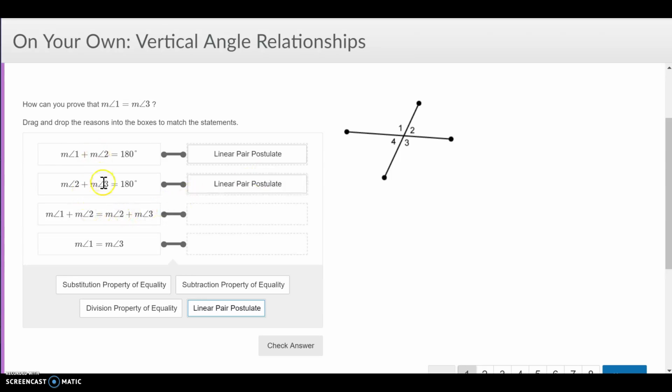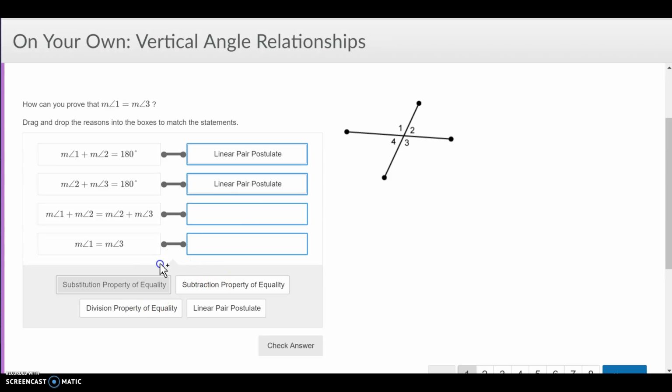Now, we can take these two equations and combine them because, since this equals 180, and we know the measure of angle 2 plus the measure of angle 3 also equals 180, we can replace it using substitution to give us this new equation. So where's our substitution property?